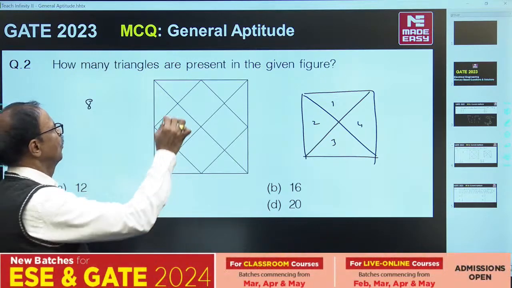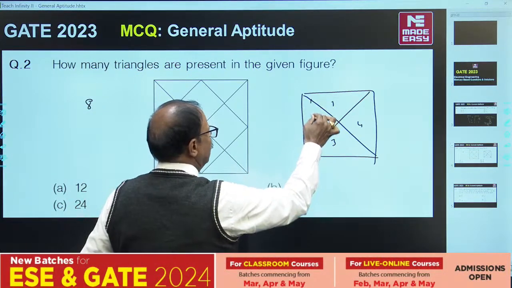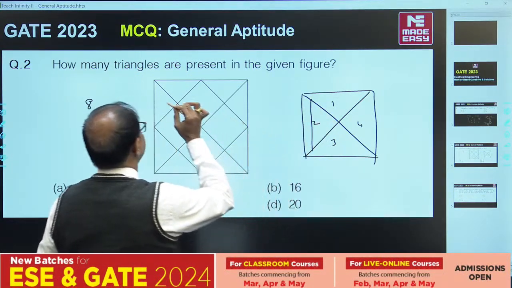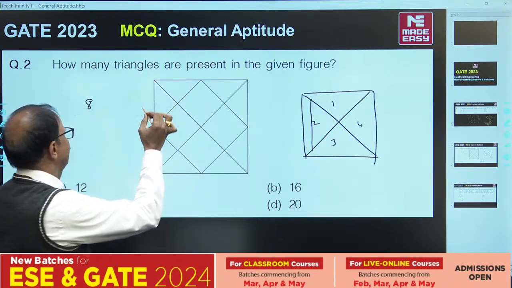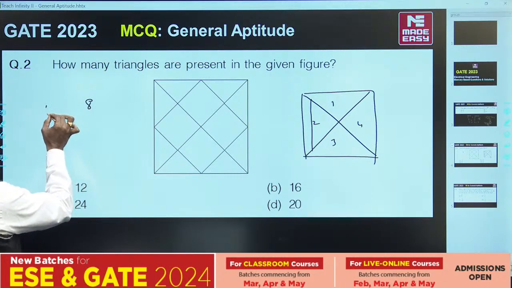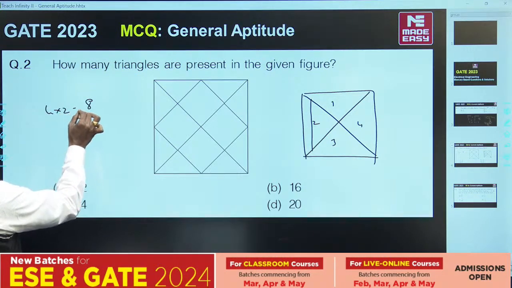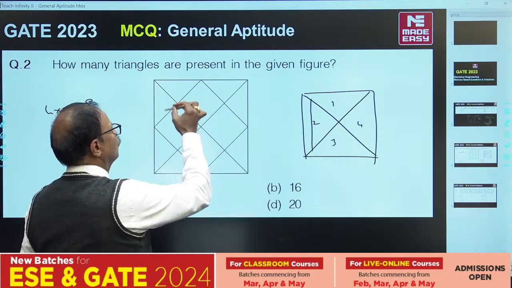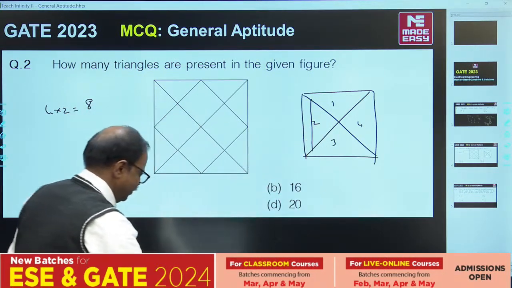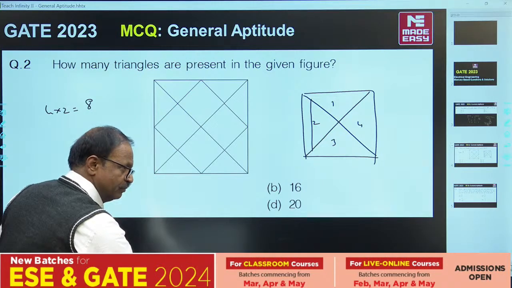When you take this small part, it is coming like this. See that, in this one I am telling 1, 2, 3, total will be 3 triangles. First one you can take 4 into 2, 8 triangles. When you take the second one, this one 1, 2, 3. Just to see that, all of you.